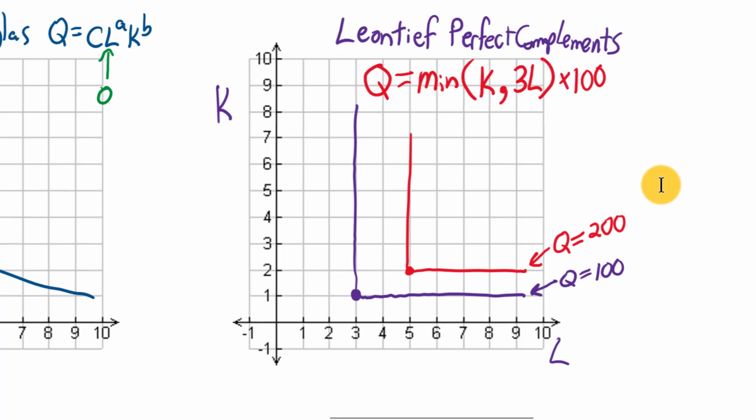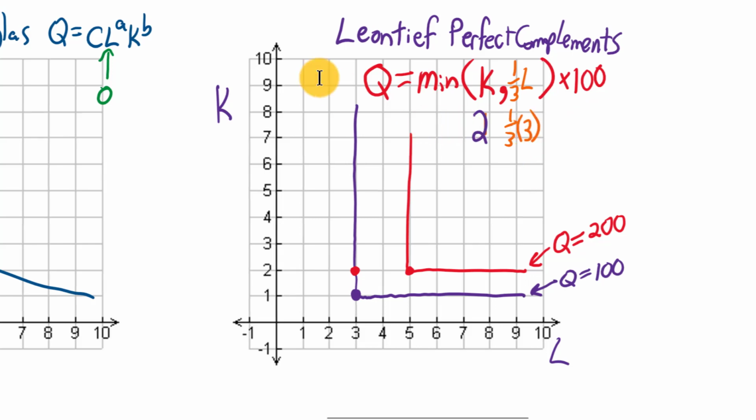Maybe we should have the minimum of the amount of capital and 1/3 times the number of workers. Let's try that out. So if we had 1 machine, and then we add 1/3 times 3, okay, well that would also be 1 times 100. Well, that would give us 100 units of output. What would happen if we added another train car without adding any more workers? We still had 3 workers. That would put us here. 2 trains, still 3 workers. We're on the same isoquant, so yeah, I think we got it right that time.